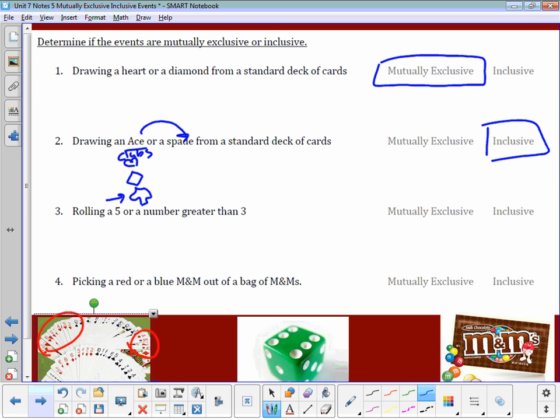Number 3, rolling a 5 or a number greater than 3. Well, rolling a 5 is just the number 5. Numbers greater than 3 would be 4, 5, and 6. Uh-oh. I've got 5 in both. So again, these are inclusive because there are events that overlap. Why don't you pause the video for now and see if you can answer number 4.